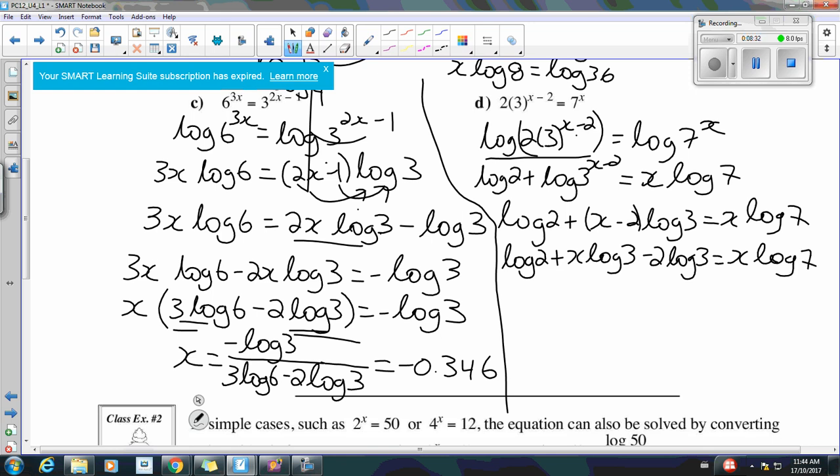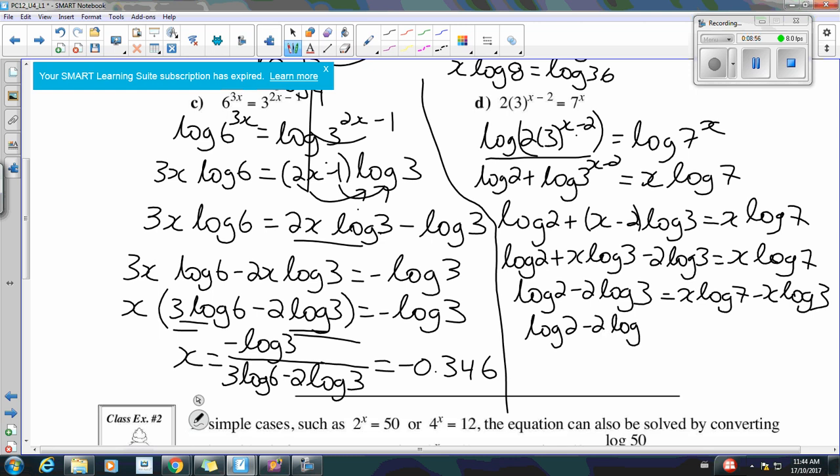Now I'm going to bring the x's to one side and the numbers to the other. So both numbers are already on the left, so I'll leave them here. Subtract x log 3 from both sides. Gives me this. Left-hand side stays the same. Factor out the x on the right. Now I can divide by log 7 minus log 3.